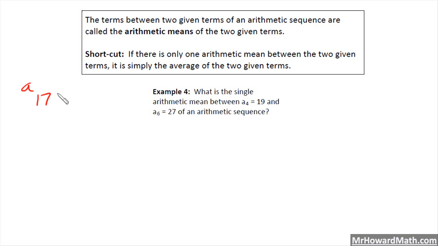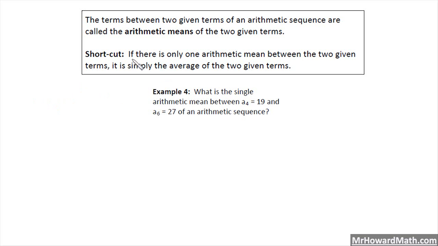So for example, quickly here, you could have a sub 17 and a sub 20, and if you were asked to find the arithmetic means between them, then that would be a sub 18 and a sub 19 that you would find. So it's not just the one directly between, like halfway in the middle, in other words. So just be careful with that.